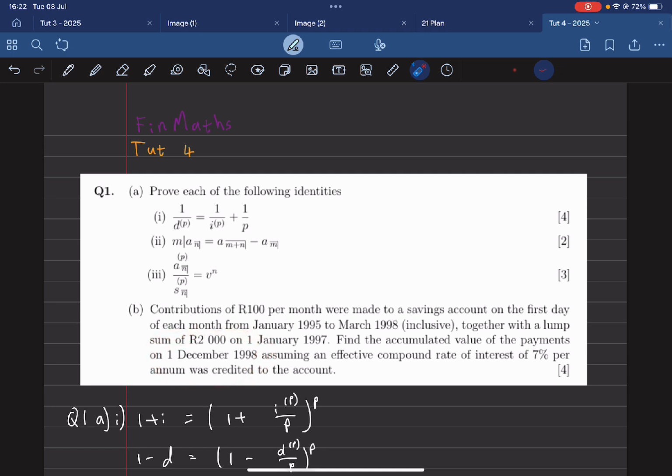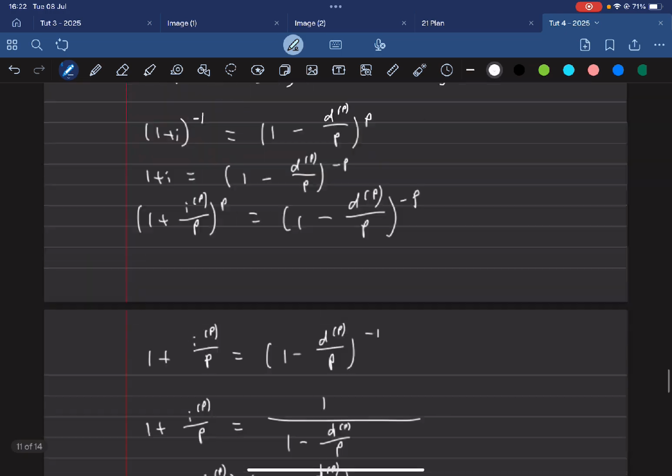So the whole of 95, that's 12. Whole of 96, that's 12. Whole of 97, that's 12. Whole of 98 except the last month, so basically 11 months. So it's basically 12 times 3, which is 36, plus 11 is 47.